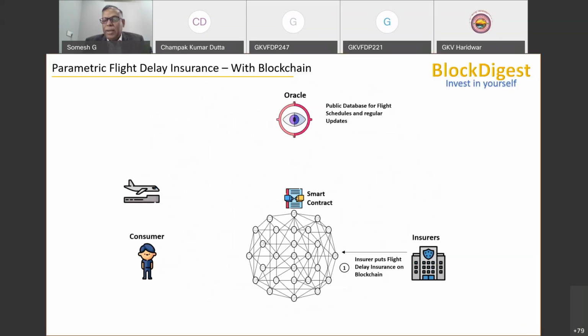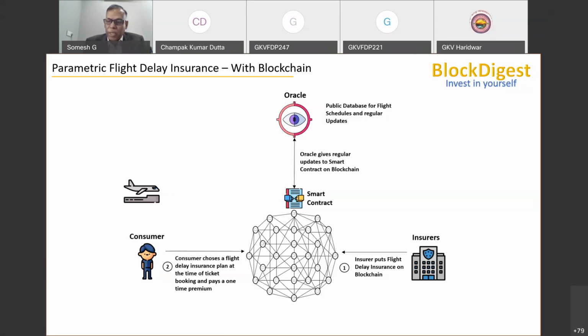Insurer puts the flight delay insurance through blockchain. There is an Oracle that is a public database for flight schedules and regular updates. Consumer chooses a flight delay insurance at the time of ticket booking and pays a one-time premium. Flight is delayed, the Oracle notes it down, the smart contract is already funded, and automatic payment is triggered when the threshold is achieved.